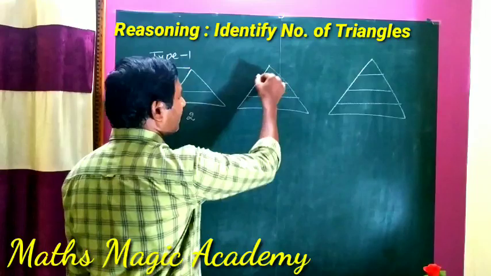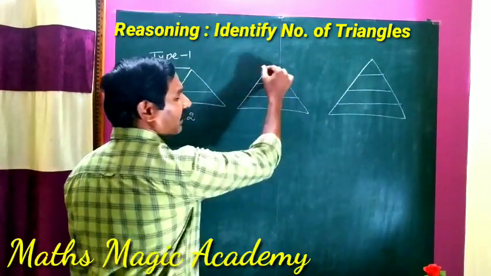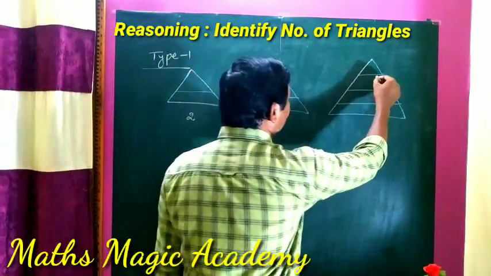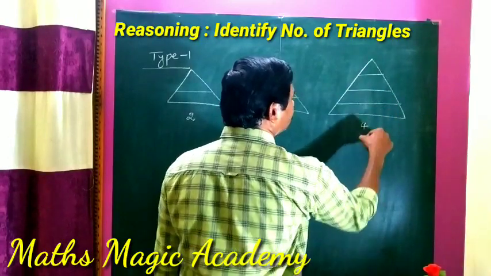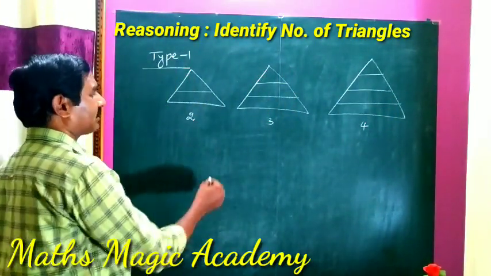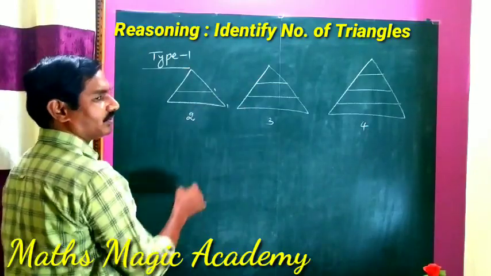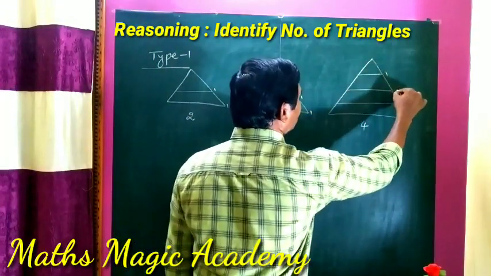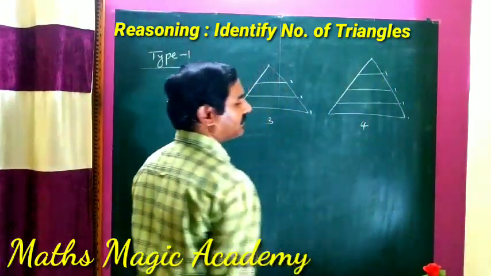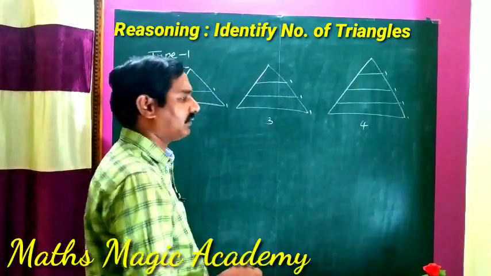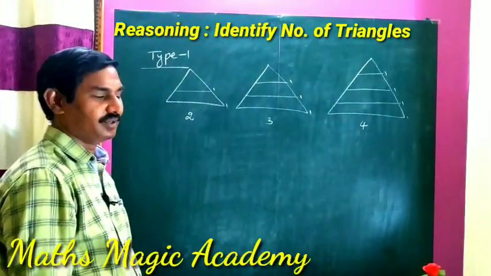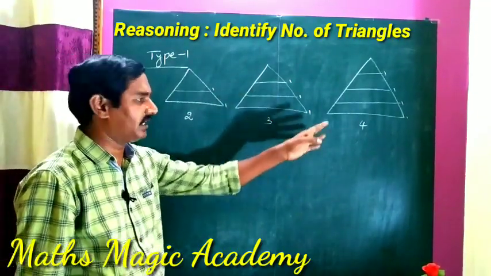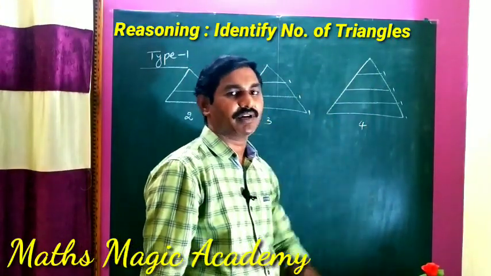Here you can observe one triangle, two triangles and three triangles, so the total is 3. And here the total number of triangles is 1, 2, 3, 4. Very simply we can say here 1, here also 1, so 1 plus 1 is 2. Here 1, 1, 1, so 3. Like that, here 1, 1, 1, 1. How many lines, how many bases are there? Based on that we can say the number of triangles. With 2 bases, 2 triangles. Here 3 bases, 3 triangles. Here 4 bases, so the number of triangles is 4.